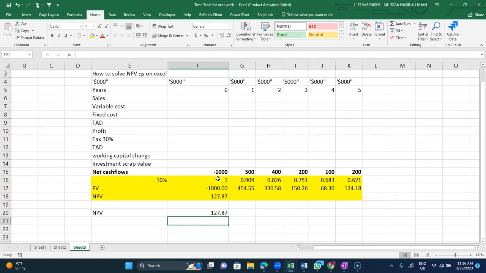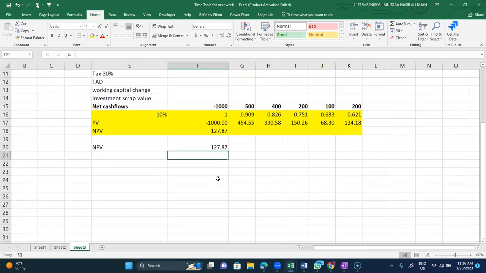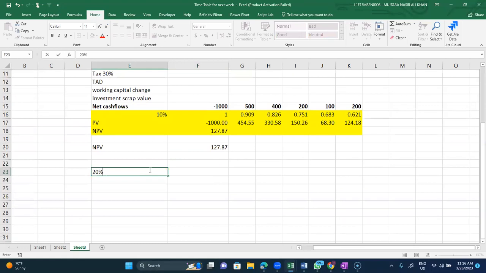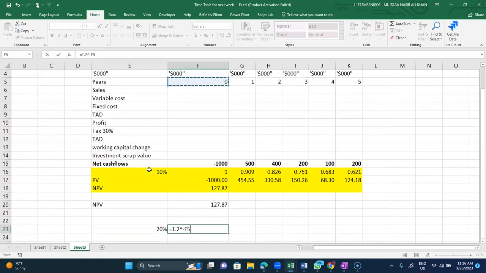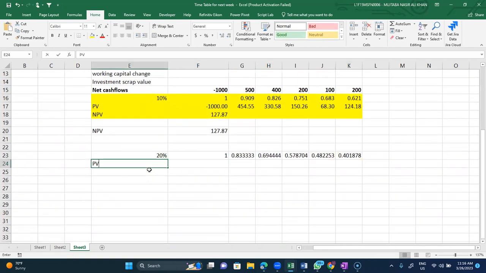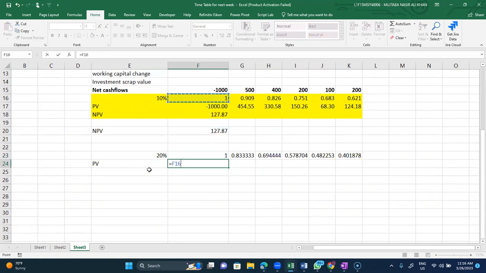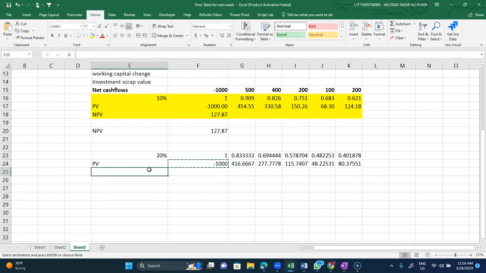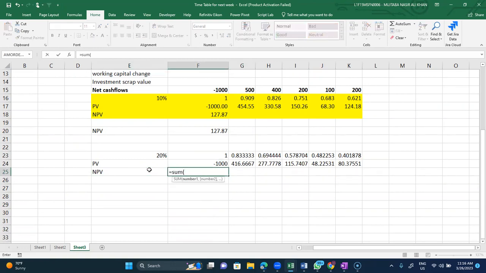Now the second question: how to calculate IRR on Excel? Remember, if we want to calculate the IRR on Excel, how to calculate that? First discounting at 10%, second discounting at 20%, and for example 1.2 raised to the power minus, link it with the year, copy in the next cells, then calculate the PV. Into the discount factor, and then calculate the NPV, summing all the values.